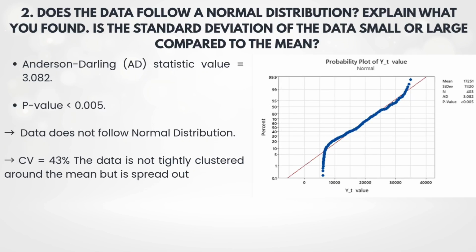Moving next, we have the probability plot of the ET value. You can see here the AD, or Anderson-Darling statistic value, is equal to 3.082, and also the p-value is less than 0.005. So you can understand that the data does not follow the normal distribution, and the CV at 43% you can calculate before. So the data is not tightly clustered around the mean, but it is spread out.